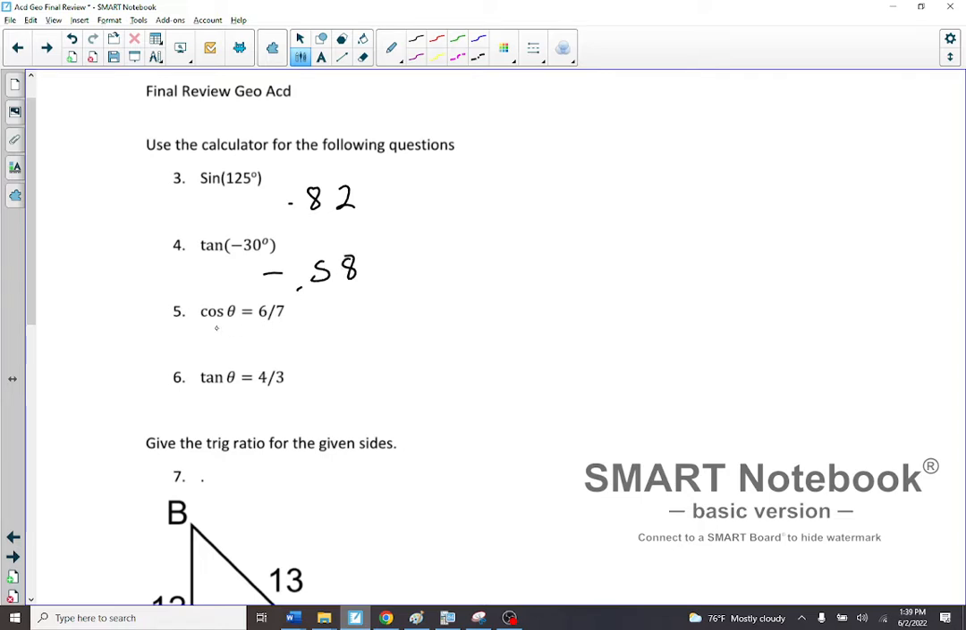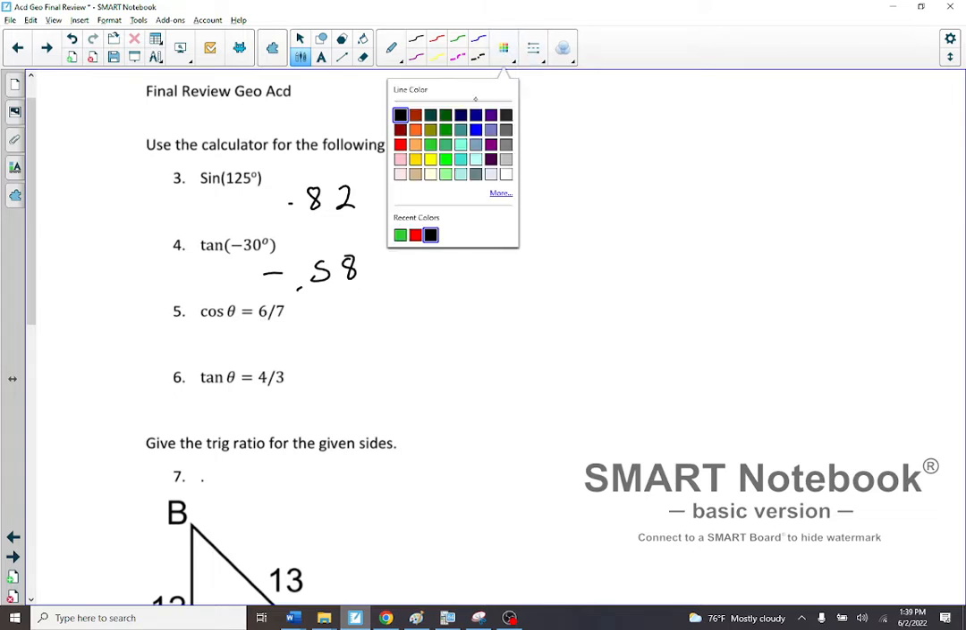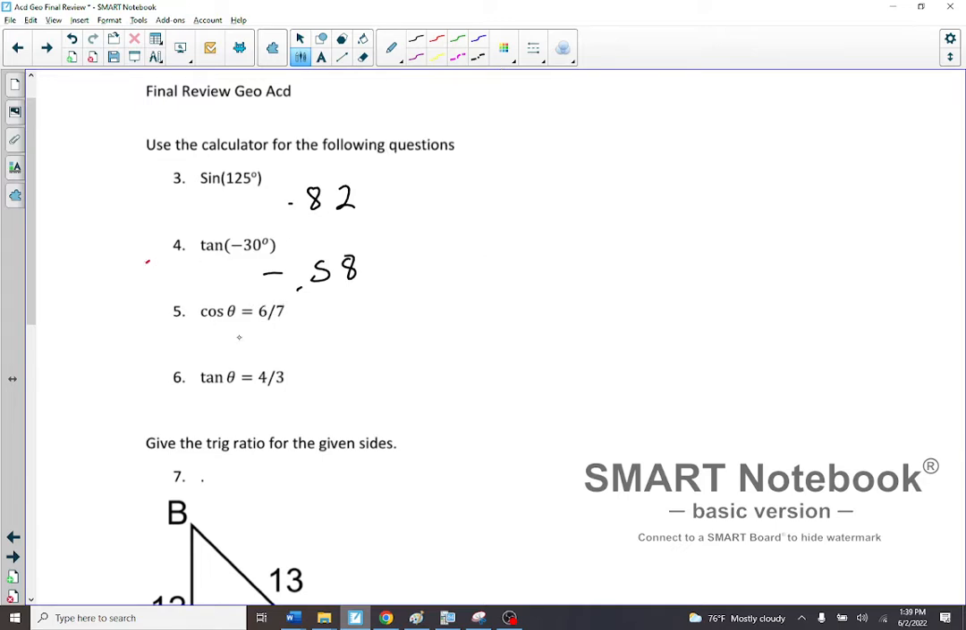Okay, straightforward. Here, though, it's cosine theta equals 6 over 7. So the theta is not by itself. We have to get the theta by itself. So what can we do? You can't divide by cos. We're going to use what we call inverse cos. So it's not technically divide, but you could think of it as divide.